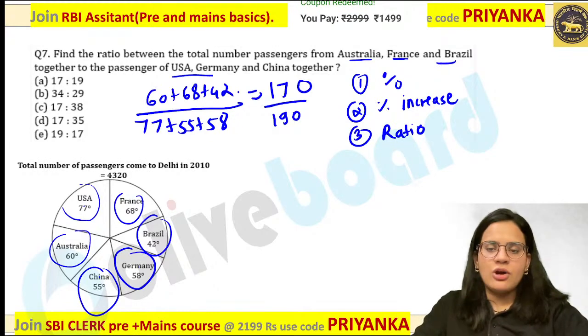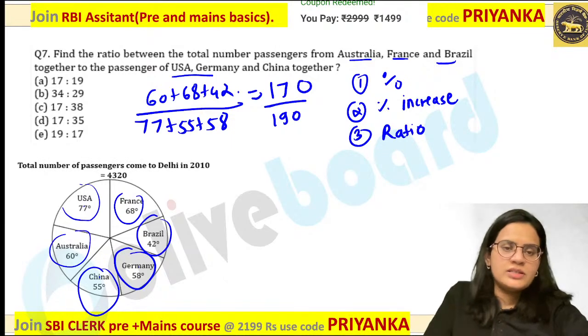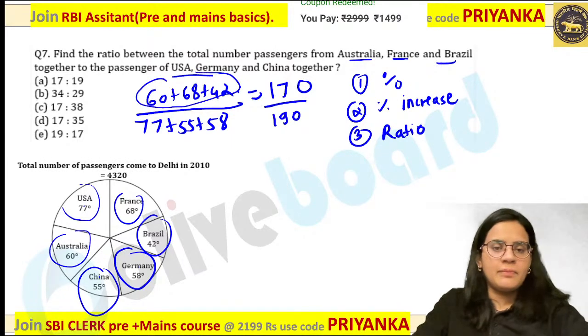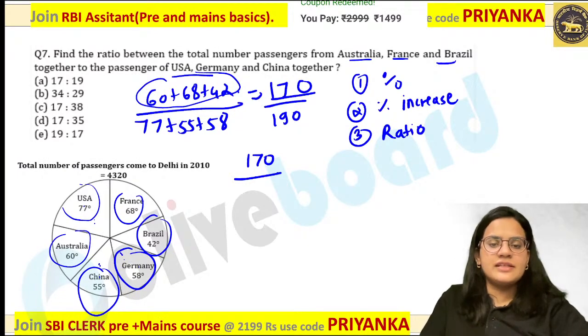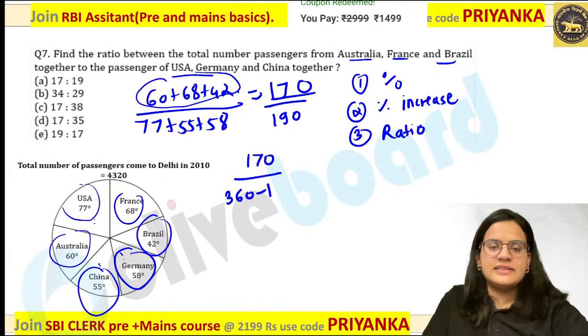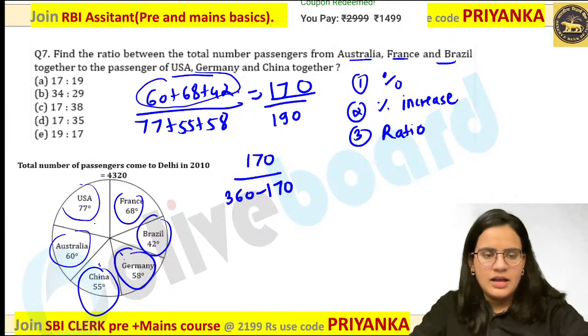Now what could be the short trick for this particular question over here? I want all of you to please pay attention. For this ratio based question, you could have easily applied the short trick. What you can do is just calculate the numerator part over here. This is 170. You know that the remaining value is the other remaining part of the circle. So you can write this as 360 minus 170 over here. Are you getting it?